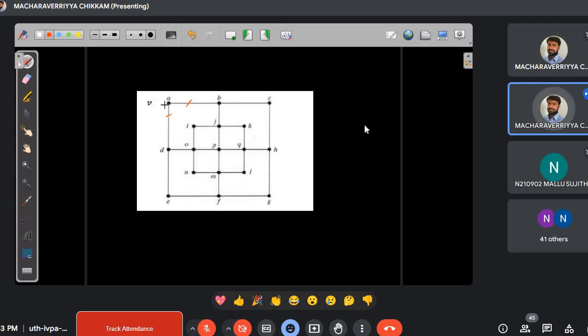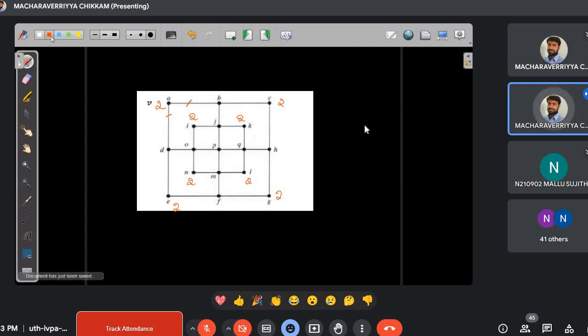Now let me see that A has degree 2 and C has degree 2. Even G, E, N, L, K, I. These all have degree 2, right? Now here, if you construct a Hamilton circuit, then definitely all the edges which are incident with these degree 2 vertices must be visited. Okay.